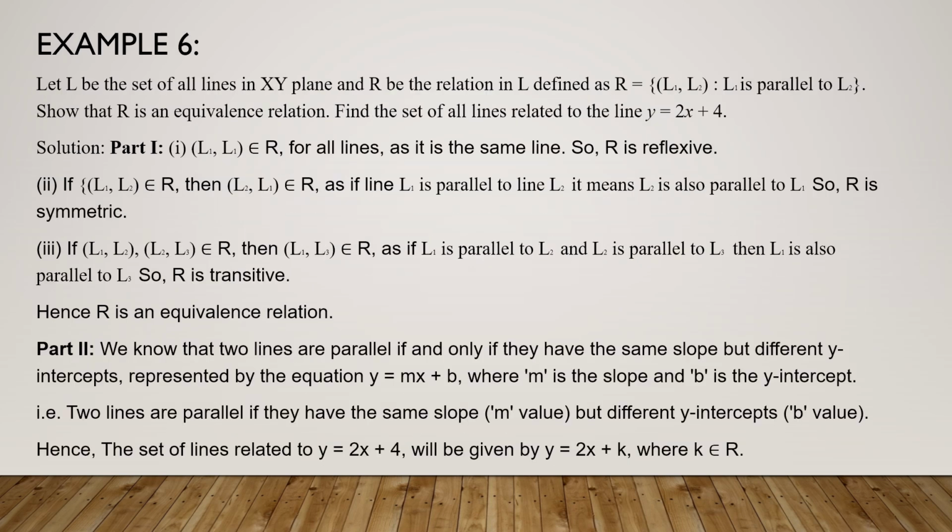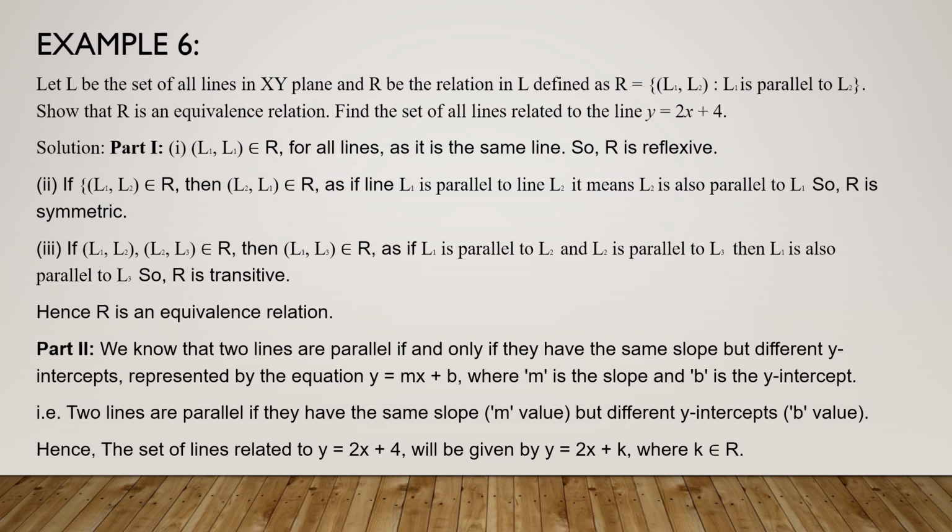Example 6. Let L be the set of all lines in the xy plane and R be the relation in L defined as R has the ordered pairs of the type L1, L2 where line L1 is parallel to line L2. First, show it is an equivalence relation. Second, find the set of all lines which are related to the line y is equal to 2x plus 4. Now first thing, it is obviously reflexive. Why? Because any line will be parallel to itself.